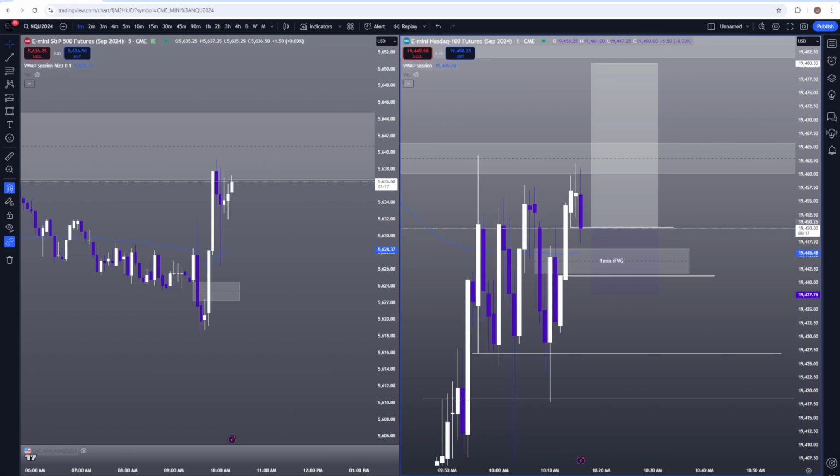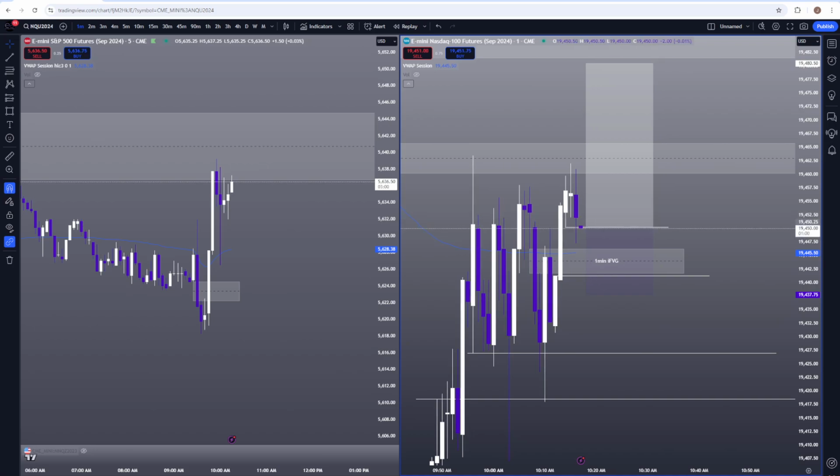Okay, there's a good rejection. We're starting to see a little bit of a bounce here. And we're still not enough confirmation yet. We don't want to get manipulated out here.